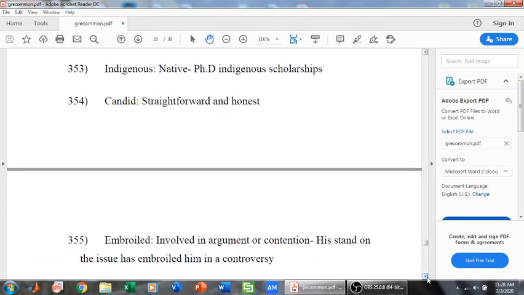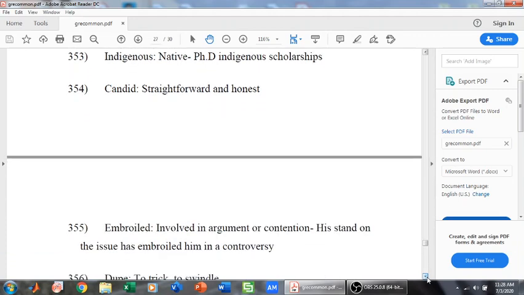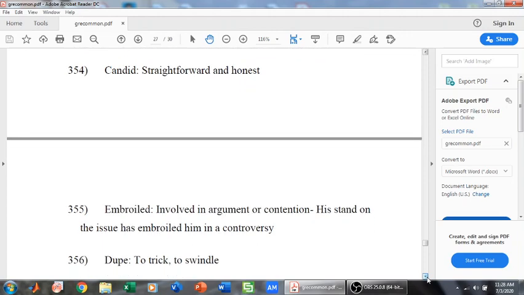Next word is embroiled. Embroiled means involved in an argument or contention. Contention means serious argument or something that causes arguments. We can use it in a sentence like his stand on the issue has embroiled him in a controversy. Dupe means to trick, to swindle, to deceive.